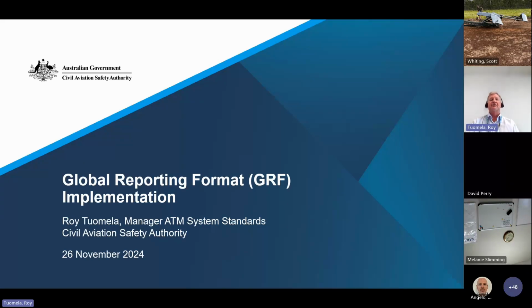The goal of today's presentation is to demystify what GRF is and to provide reassurance that it's not hard to implement or require additional aerodrome resources. This presentation is very similar to one which was held in July this year for controlled aerodromes and those aerodromes with Part 121 scheduled operations, but this one is focused on non-controlled aerodromes.